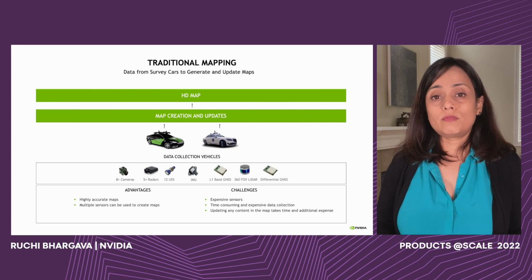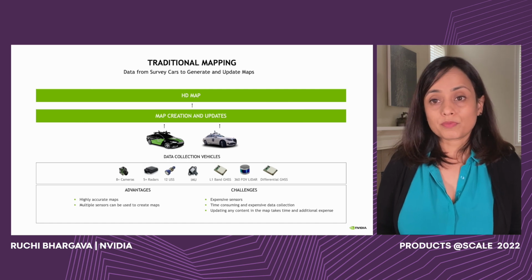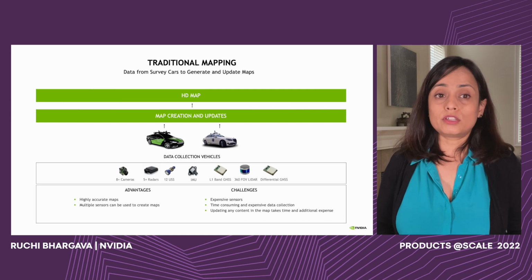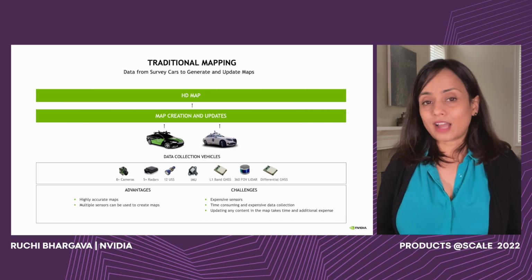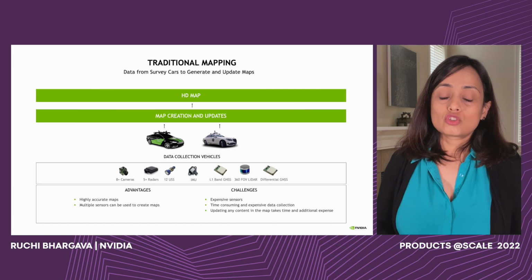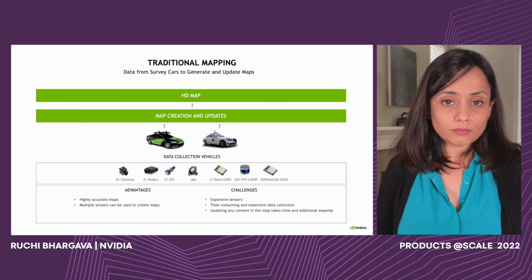The main problem with this approach is that it is very expensive to create these maps and very expensive to keep it up to date. The data collection and the labeling process that is used is very time consuming and expensive. Covering the entire road system of the world and keeping it up to date is a hard problem to solve with this approach. So we started looking at alternate approaches to solve this problem.